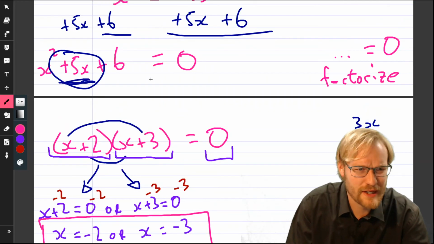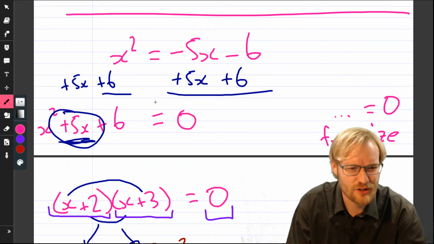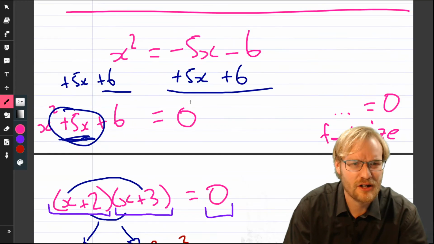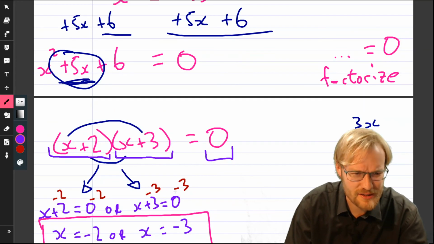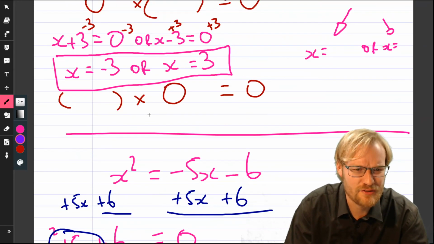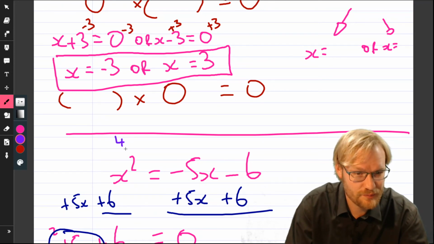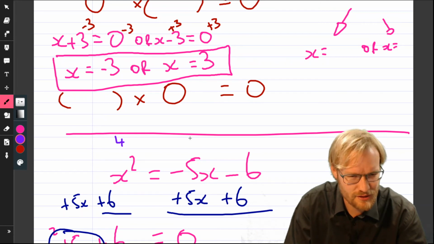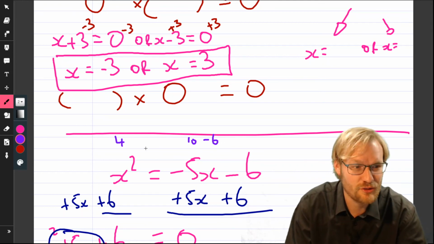Now, you can plug it back into the equation and check that it works. Let's run through that. I really like that about those Khan Academy videos, actually, that he always went back and said, okay, let's check it. X equals negative 2. What's negative 2 all squared? Positive 4. Okay. What's negative 5 times negative 2? It's positive 10, because a negative times a negative is a positive. So this was 10 minus 6. Is 4 equal to 10 minus 6? Yes, it is. So the first solution works.